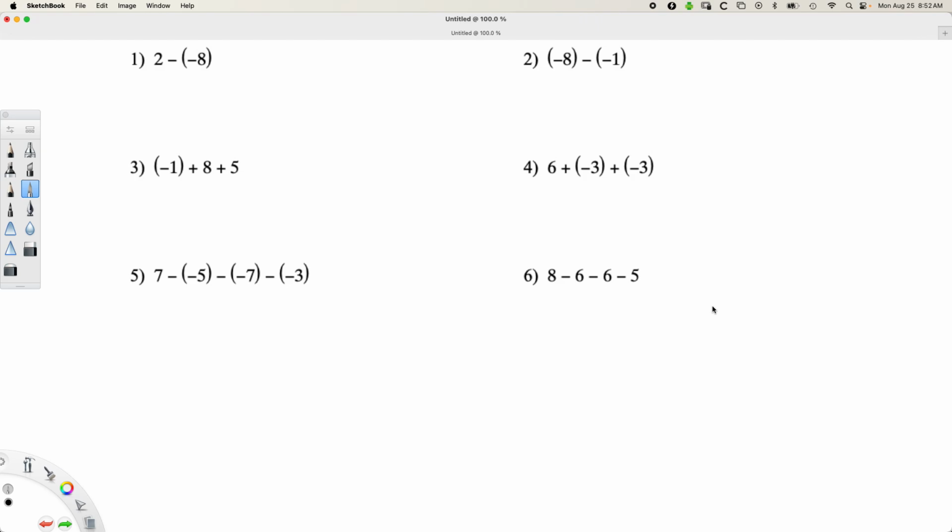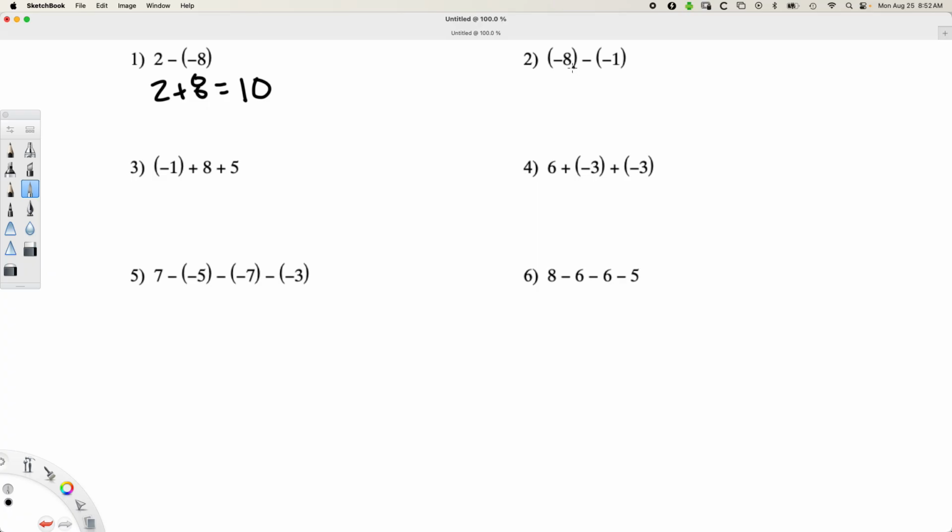So for this worksheet about rational operations, we start with a subtraction problem where we have a positive and we're subtracting a negative. When you subtract a negative, that's the same thing as just adding a positive. So that would be 2 plus 8. Yep, 2 plus 8, the answer would be 10.